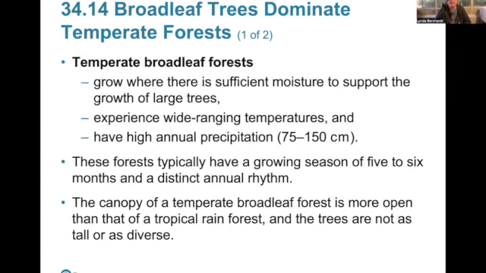Temperate forest, temperate broadleaf forest. Growth where there is sufficient moisture to support the growth of large trees, experience wide-ranging temperatures, high annual precipitation. These typically have a growing season of 5 to 6 months, and the canopy of a temperate broadleaf forest is more open than that of a tropical rainforest, so the trees are not as tall or as diverse.